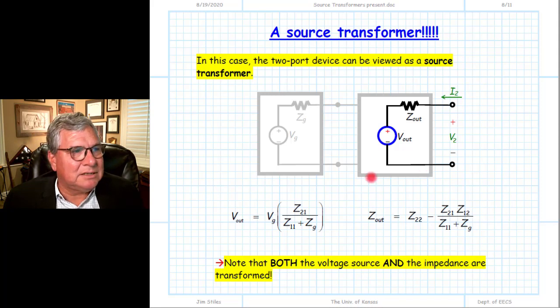One way to view this is I took an original source and I connected a two-port device to it on its output, and we have transformed an original source into a new source.